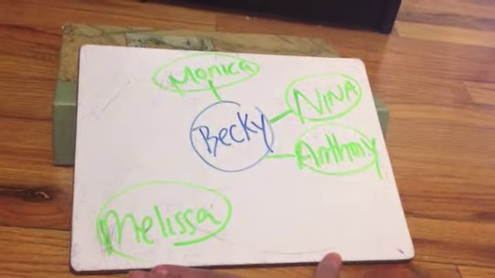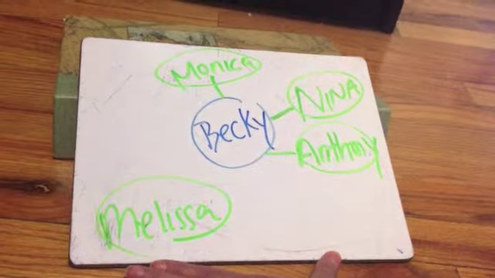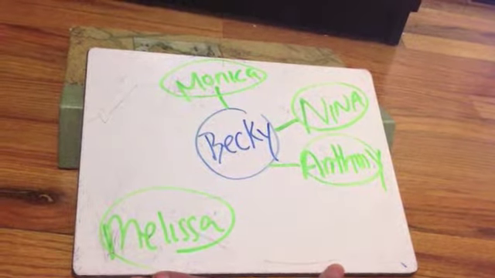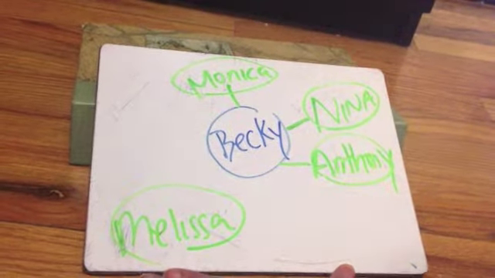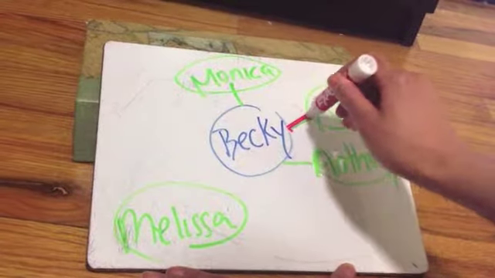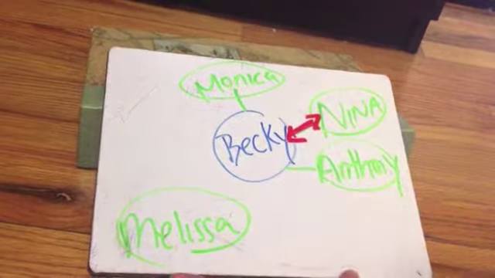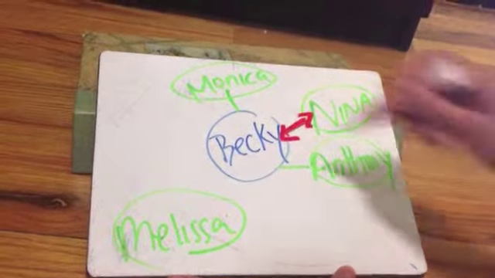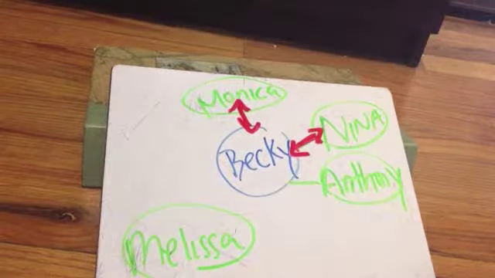Now we can determine, out of these students listed, which ones will be making a mutual choice. Again, a mutual choice is when both parties want to work with one another. And we're going to say that Nina also wants to work with Becky. Have the 2 arrows pointing to both of them. And it'll also be Monica and Becky that want to work together, as you can see there.